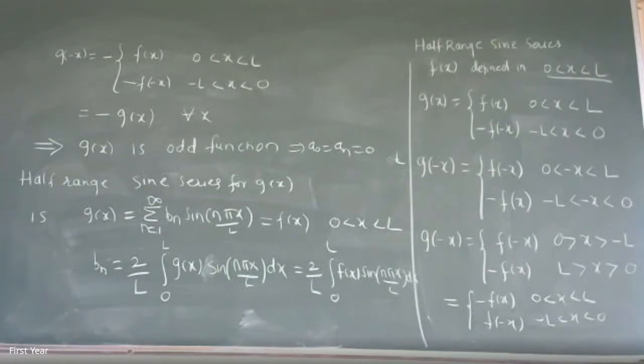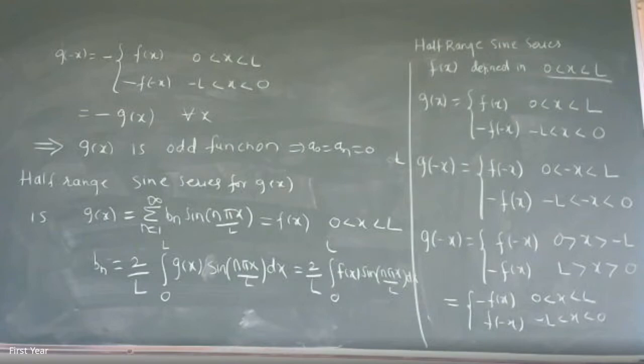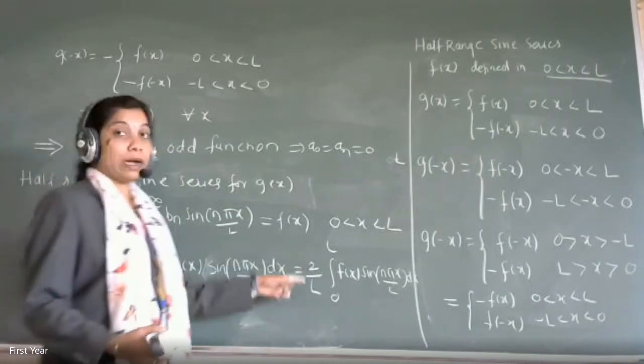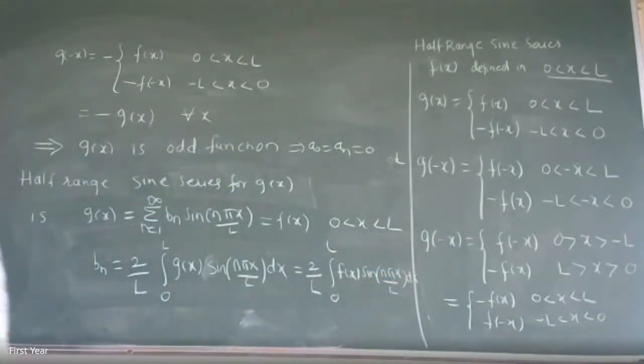Half range sine series for f of x in the interval 0 less than x less than L is given by f of x is equal to summation n from 1 to infinity bn sine of n pi x by L, with bn equal to 2 by L integration 0 to L f of x into sine of n pi x by L dx.